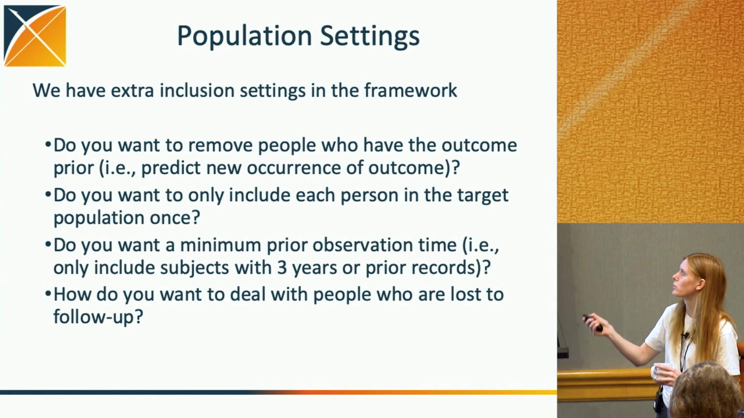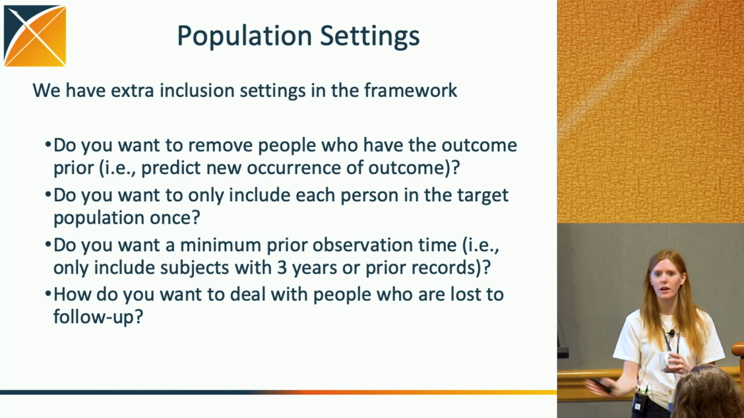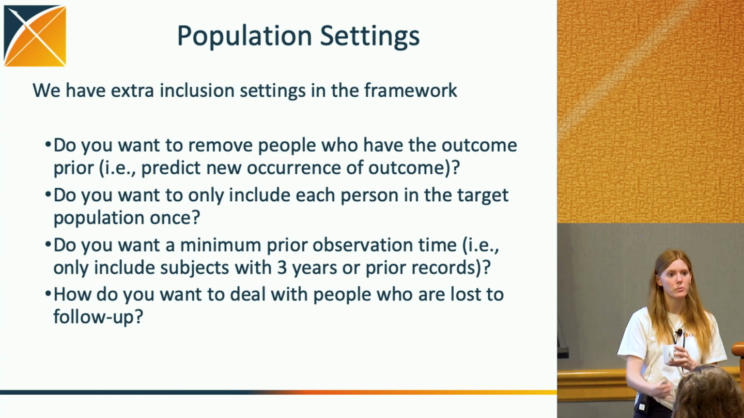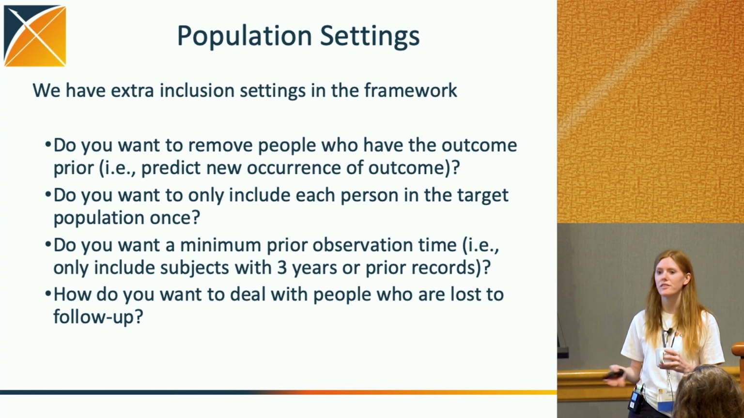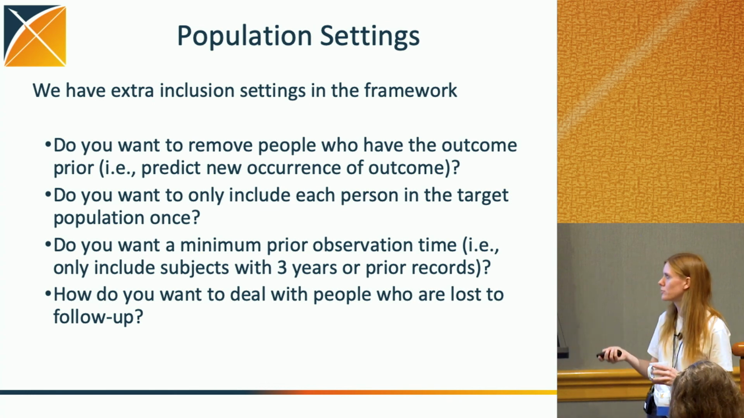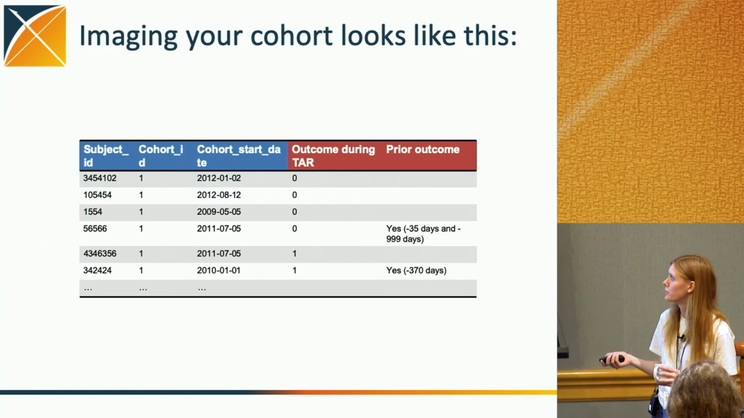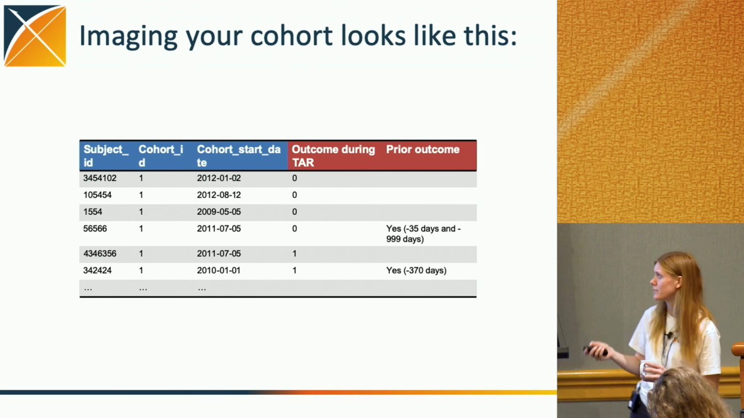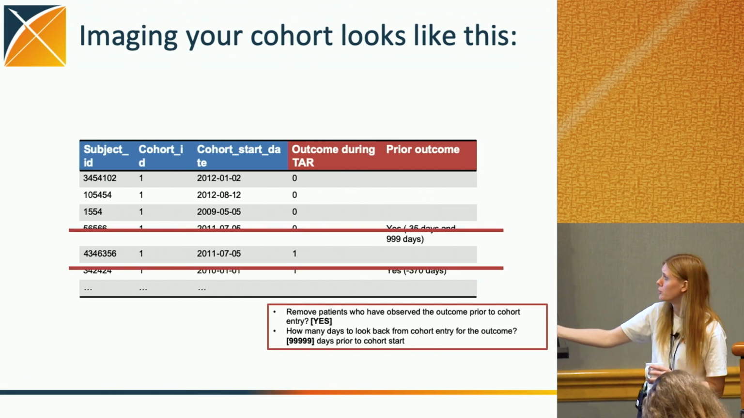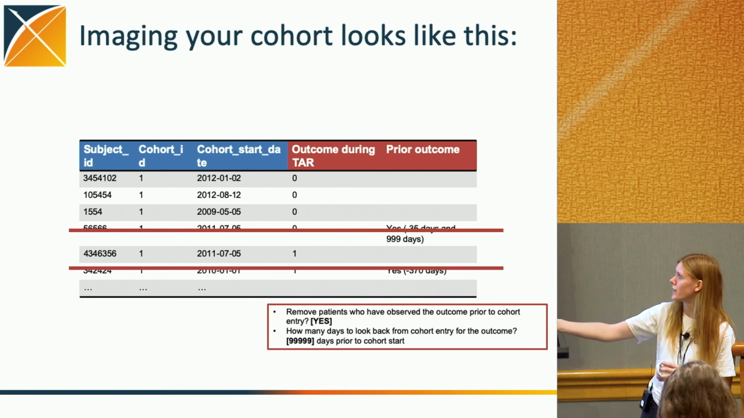So the first one is, do you want to remove people who have the outcome prior? Sometimes you'll want to do the prediction and say, okay, given that I know someone has never had the outcome, what's their risk of having the outcome? And a lot of the time that will give you a very clean prediction. Other cases you might not care. You might say, okay, having the outcome prior is fine. It's a very common outcome. You're going to have repeats of it. So this is one option you have. And if you say that you want to remove people who have the outcome prior, and you want to look back any time prior, anyone who's had the prior outcome is now going to get removed from your label data.